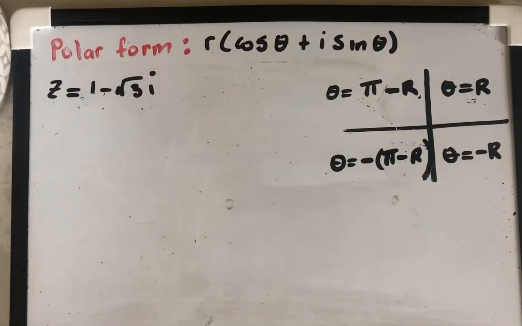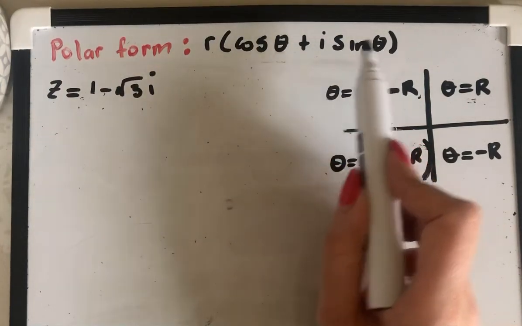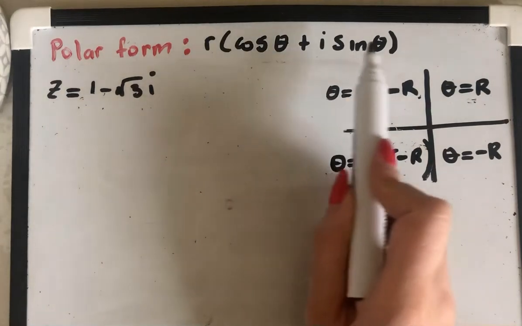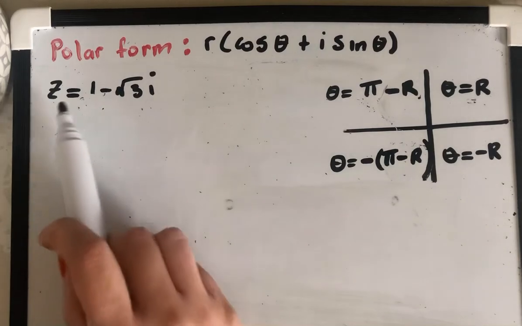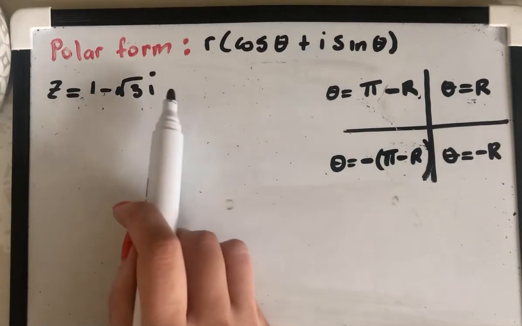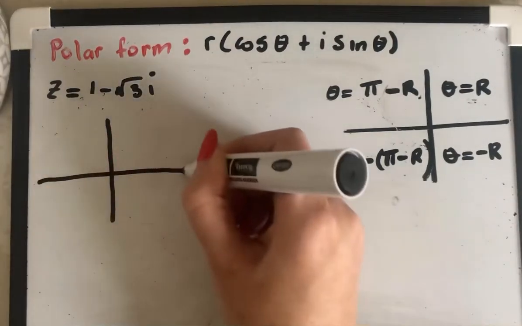This is the third video where we explain polar form. Just to recap, polar form is r cos theta plus i sine theta. r is the modulus and theta is our angle. So in our question we're going to be looking at today, we have z is equal to 1 minus root 3i. So let's begin by plotting our complex number to see what quadrant it may lie in.